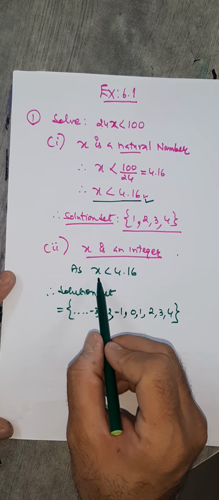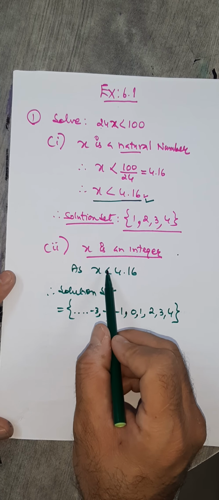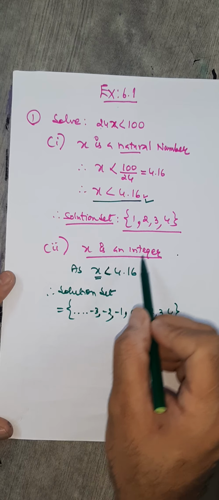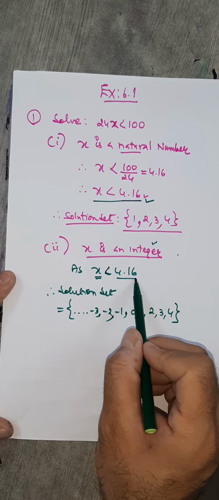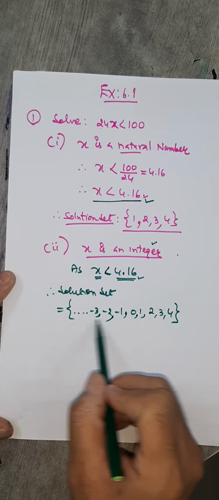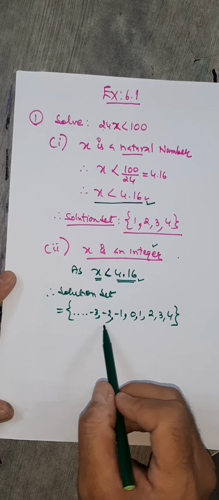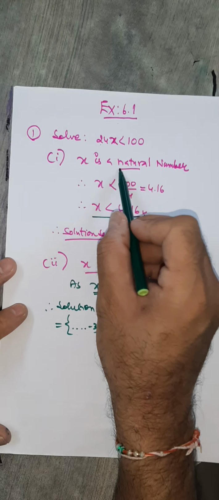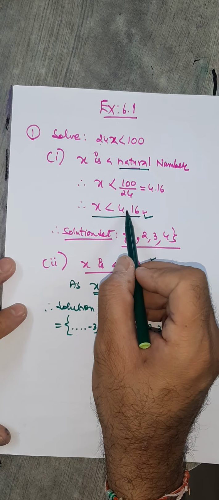Now I hope this is clear to you. In the inequality, you get all x for which it is less than 4.16. So these are the integers. That's the solution. For natural numbers which are less than 4.16, that is just 1, 2, 3, 4. Okay. Now let's go to question number 2.